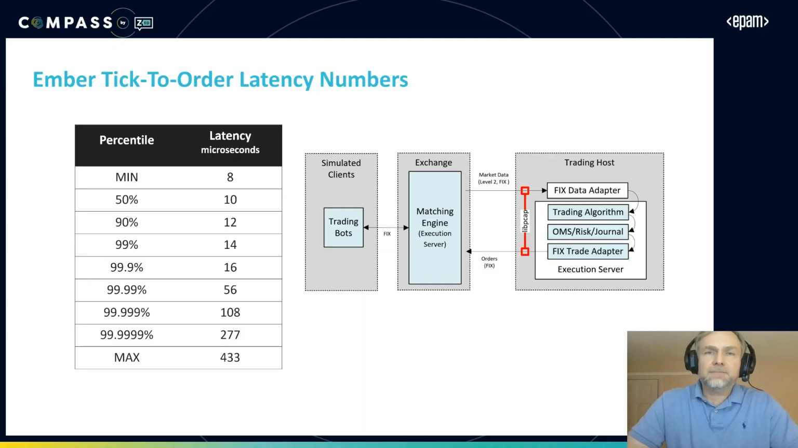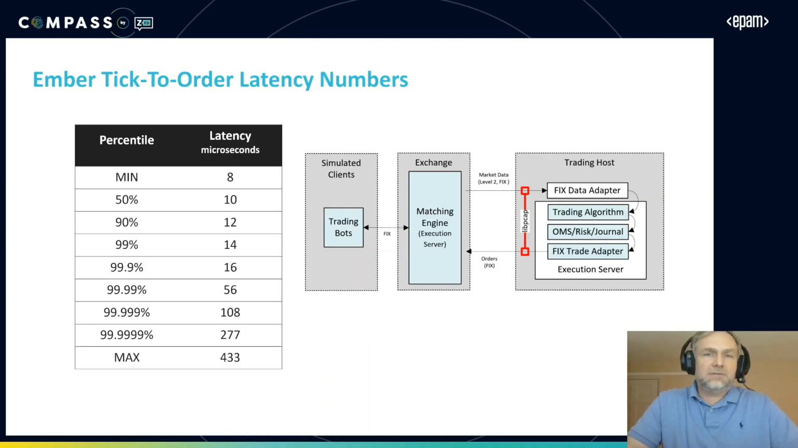Speaking of latency, this slide shows tick-to-order latency numbers and how we measure them. For a benchmark like this, we simulate exchange activity using trading bots that submit buy and sell orders to our matching engine. This gives us a predictable and realistic simulation of a real exchange. Bot configuration allows us to control market depth, how many buy and sell orders are active at any time, and the frequency of updates.